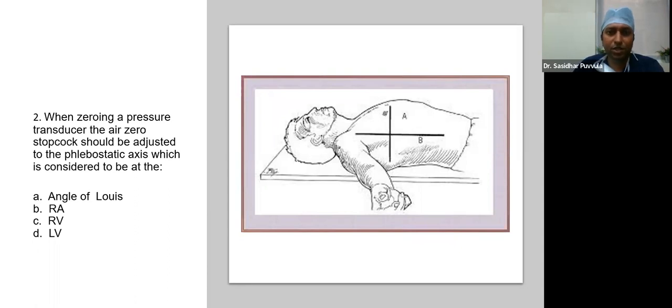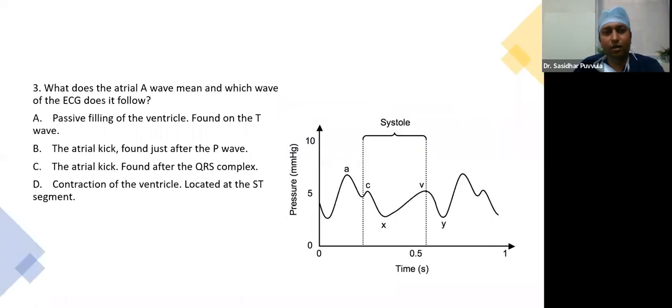I'll go to the next MCQ. So what does the A wave mean in CVP waveform? Any idea? Any answers?